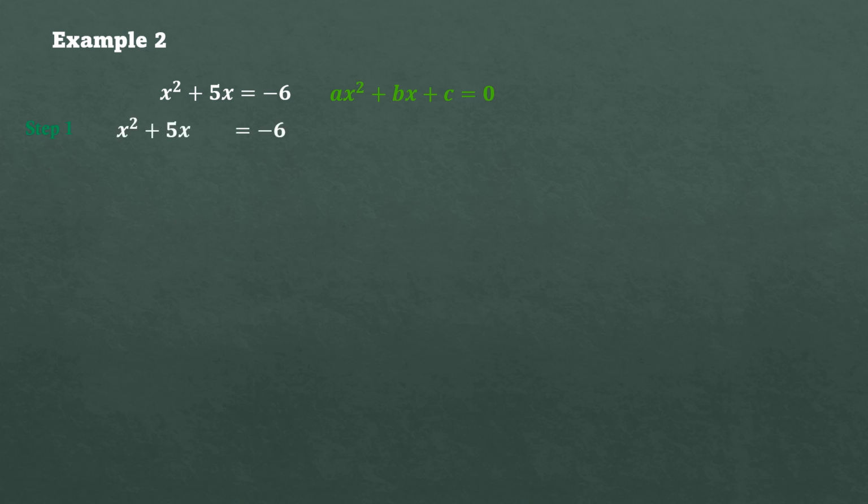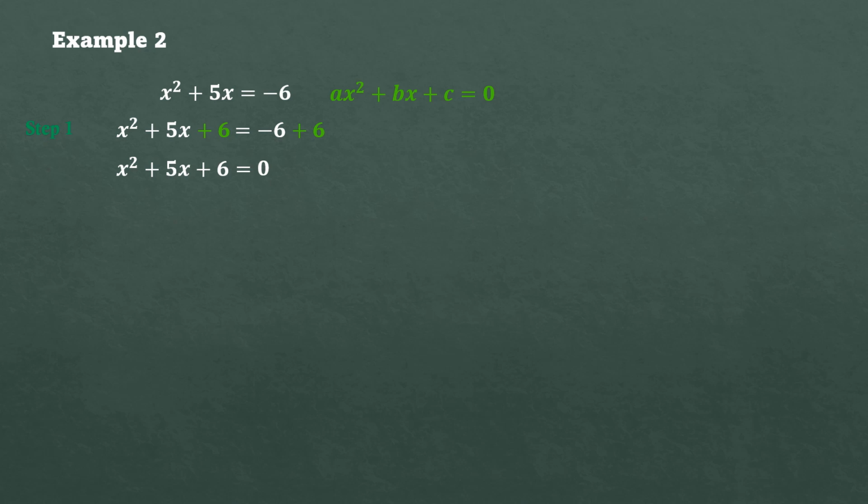So, we have x squared plus 5x is equal to -6. Add the inverse of -6, which is +6, to both sides of the equation. Then, we have x squared plus 5x plus 6 is equal to -6 plus 6 is equal to 0. Therefore, the standard form of the given quadratic equation is x squared plus 5x plus 6 is equal to 0.